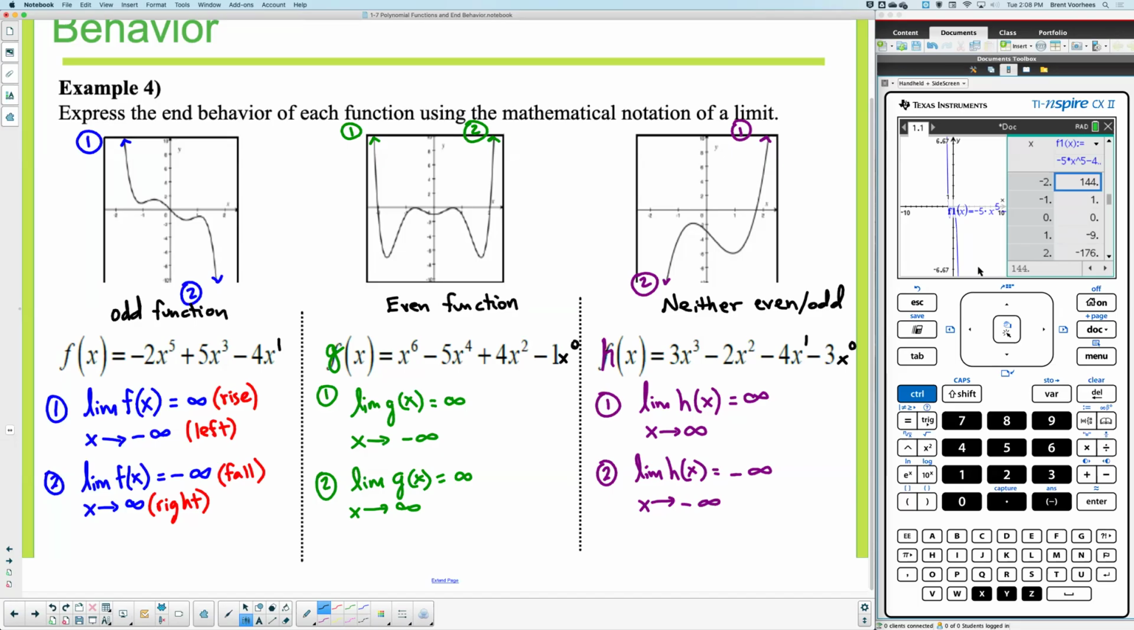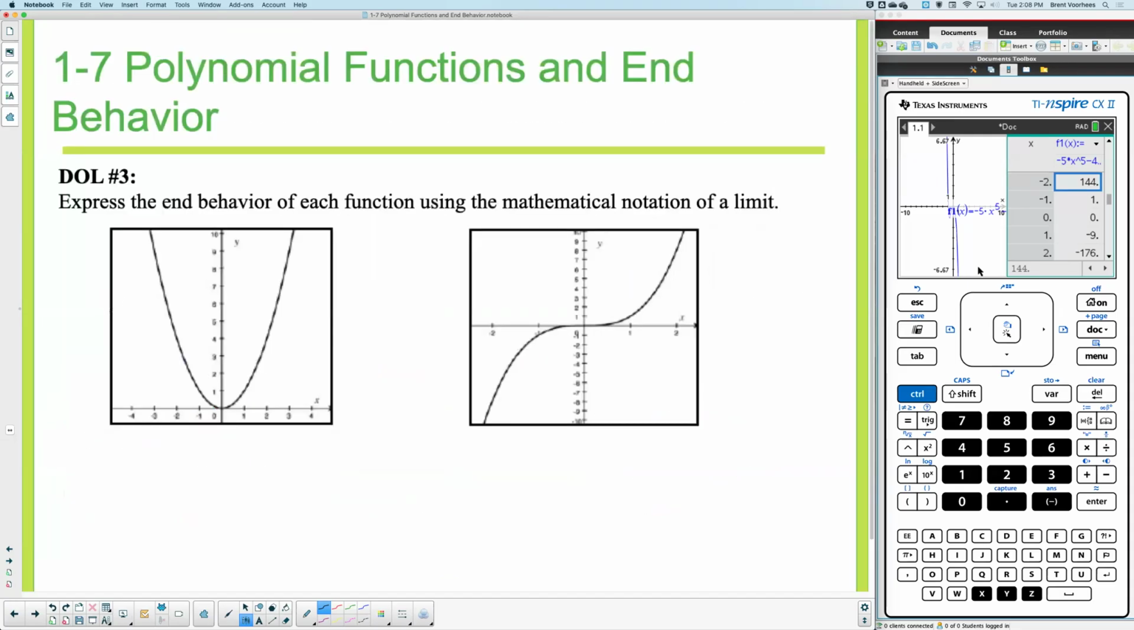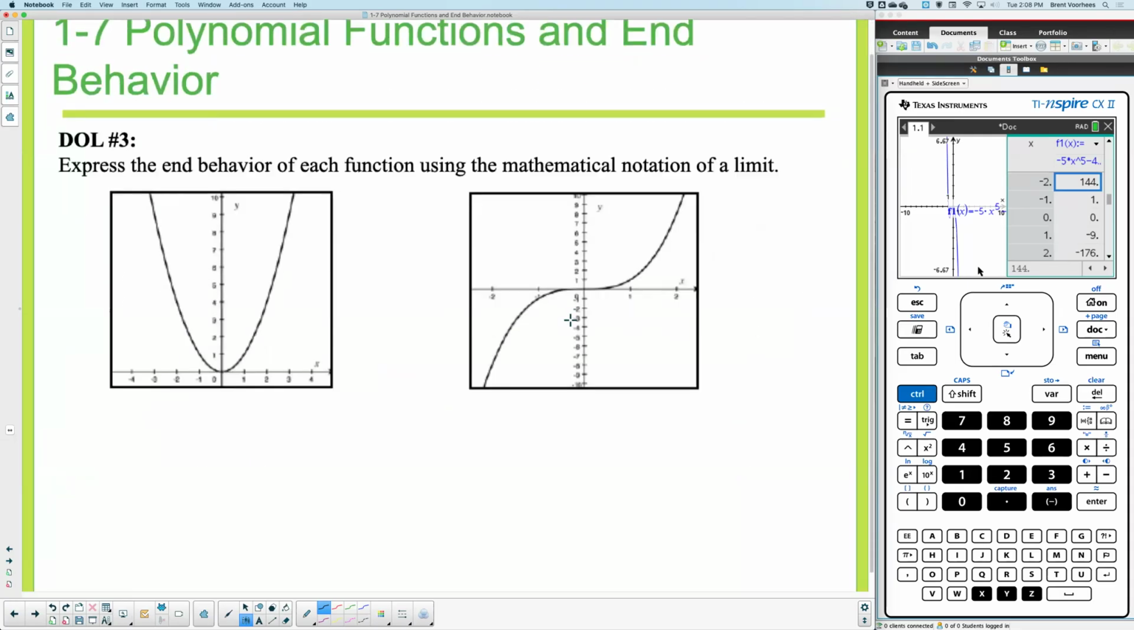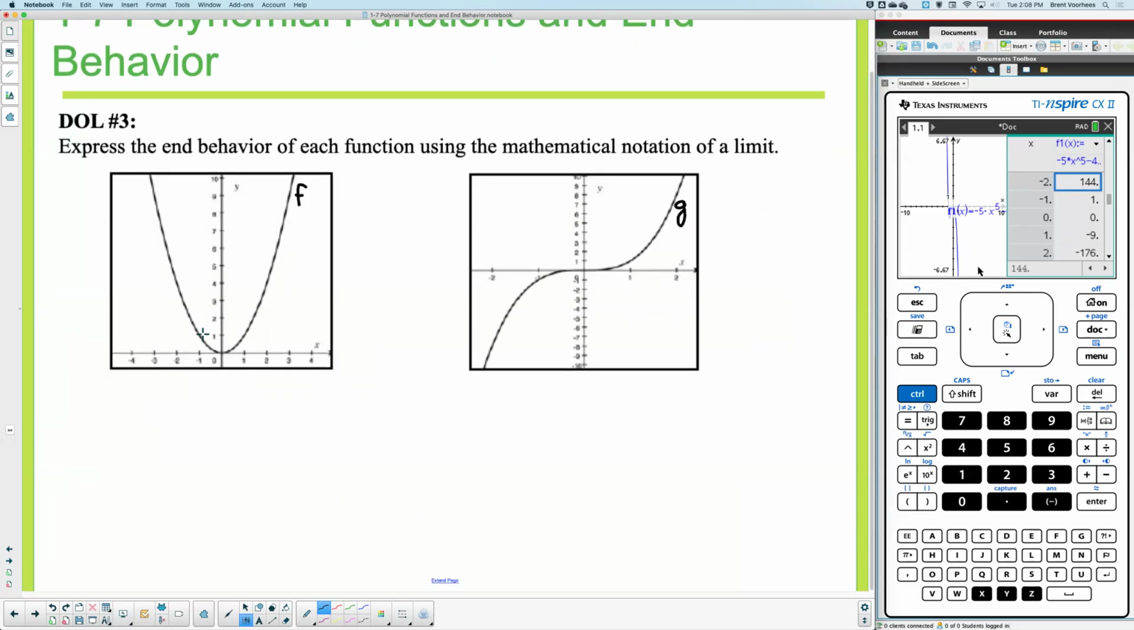All right. I have a DOL for you. I want you to write these two. Let's call this first graph F and call the second graph G. If you're writing the letter on a graph, you don't have to put f of x if you don't want to. You can just put the letters f and g, but when you write your limit, you would write lim f of x equals or lim g of x equals. Okay, go ahead. Let's try DOL number 3.